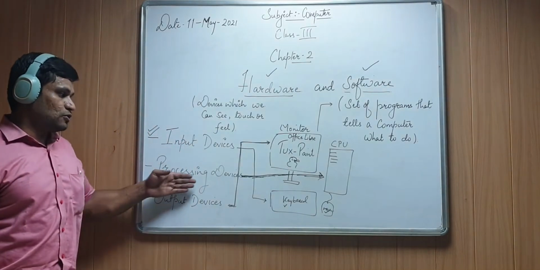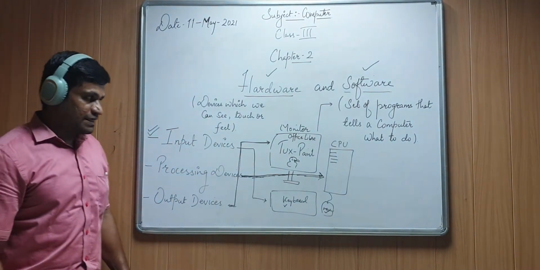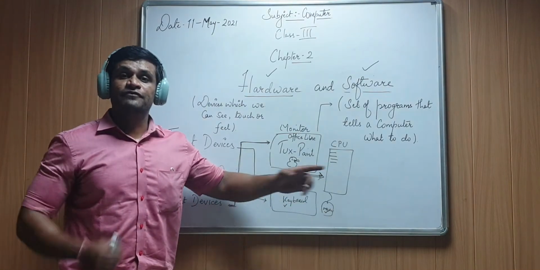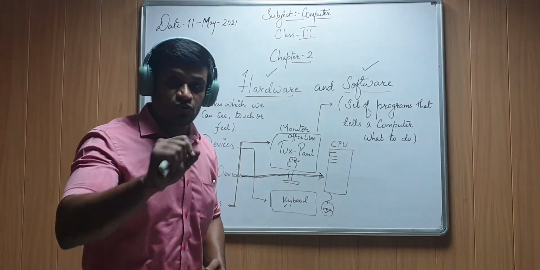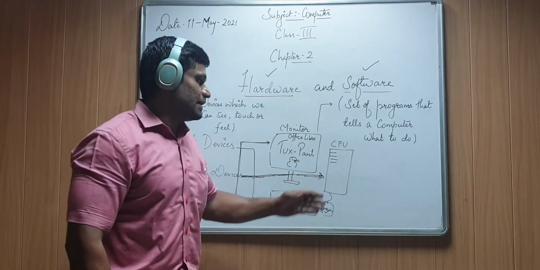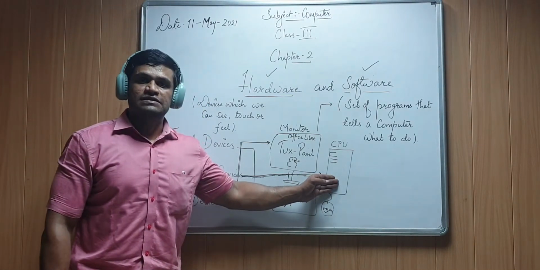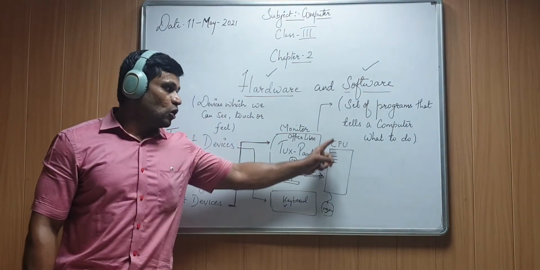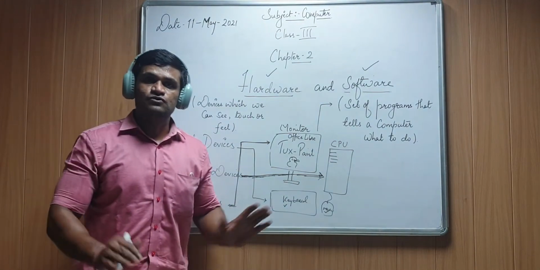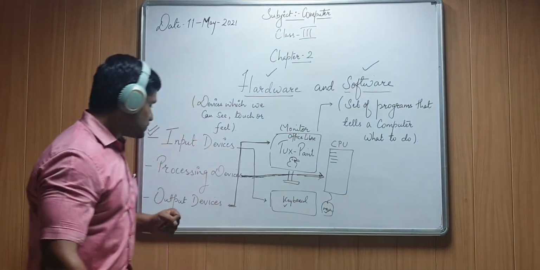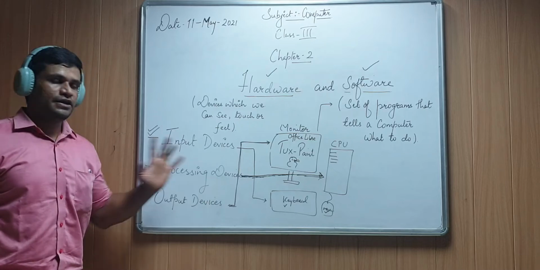Then we have processing device. Processing device is the hardware which does the processing, which is also known as the brain of the computer. That is your central processing unit. It does all the calculation work. It performs all the storage work. So it is known as your processing device.